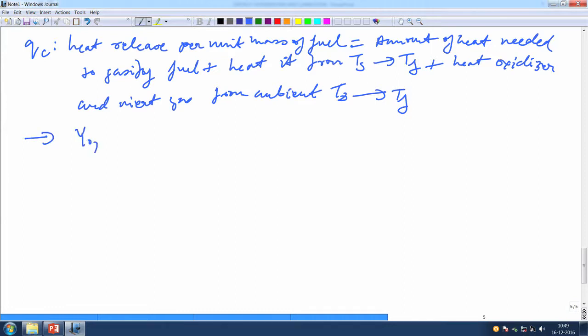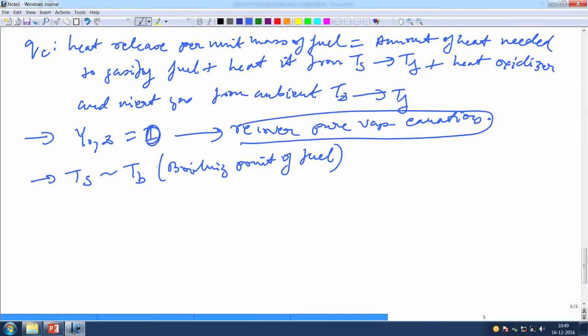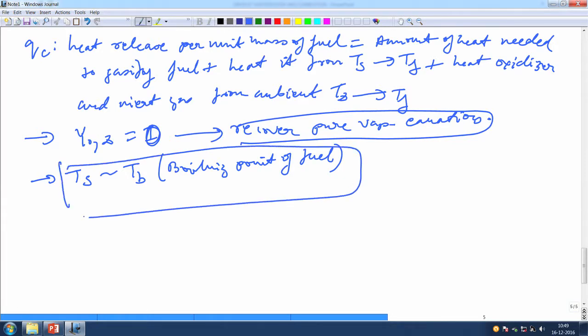If we make y0 infinity equal to 0, we recover the pure vaporization equations, right. That should be what it is. Ts is almost like the boiling point temperature, that is the boiling point of the fuel. And so, these are the generalized set of equations that we have in this particular exercise, right.